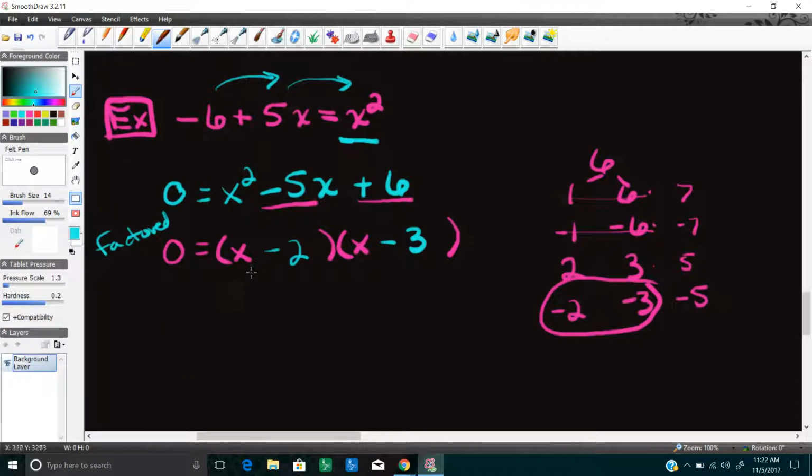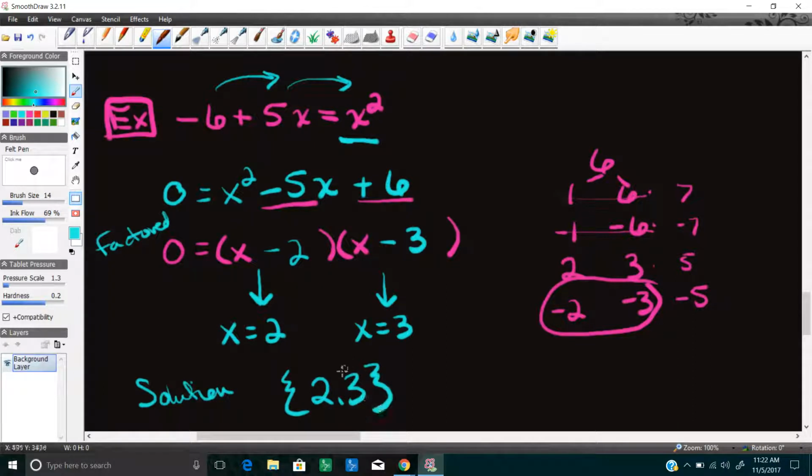And now for the solution, we're just going to do the opposite. So x is equal to 2 and x is equal to 3. And that's it. So our solution for this one would be curly brace 2 comma 3. And that's it. That's the end of this video.